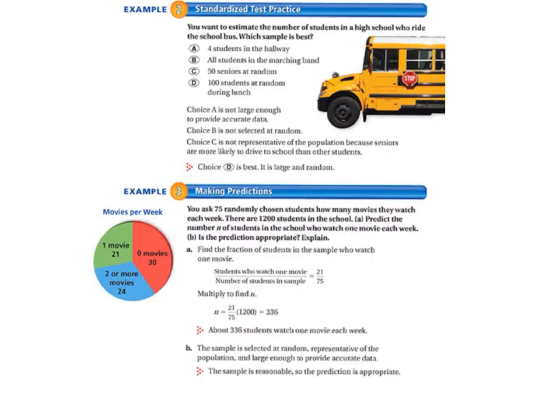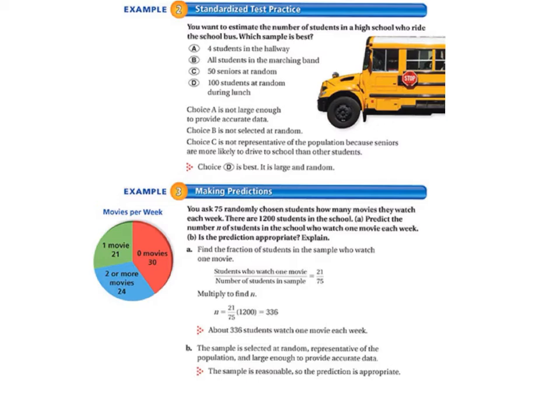Now we'll take a look at example 2 on page 371. Standardized test practice. You want to estimate the number of students in a high school who ride the school bus. Which sample is best? 4 students in the hallway, all students in the marching band, 50 seniors at random, or 100 students at random during lunch.